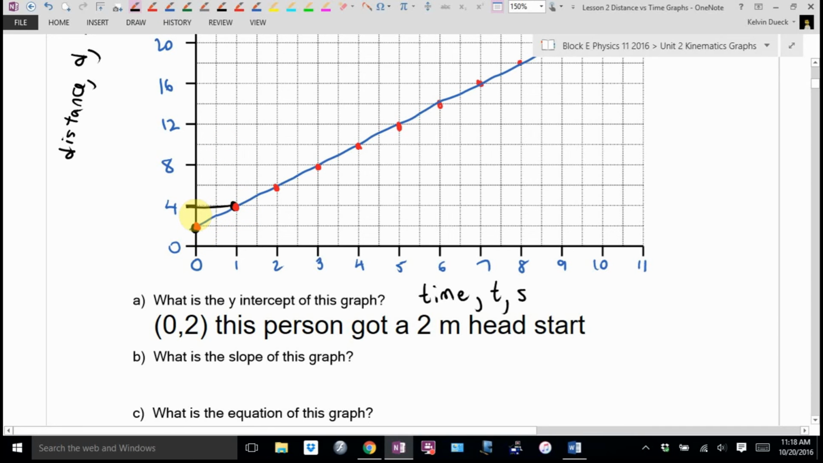Reading here, how high am I? 4. How high am I? 2. What's the rise? 2. Over 1, 0, 1. Now that's the slope as a number, and in your head, 2 over 1 is just plain old 2. But what does the slope mean? You ready? What are the units on the y-axis? You can read this.